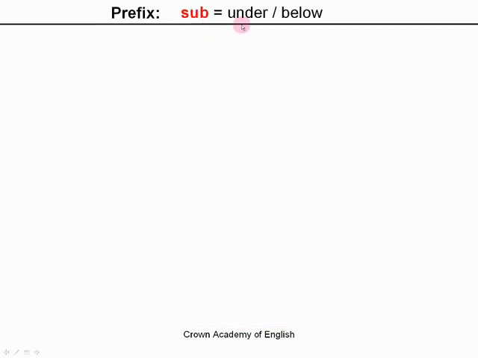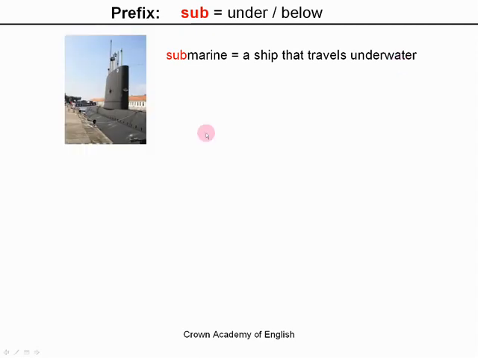Sub, it means under or below. A very good example is submarine, a ship that travels underwater. The Royal Navy has several submarines. Okay, the Royal Navy, this is the British Navy.